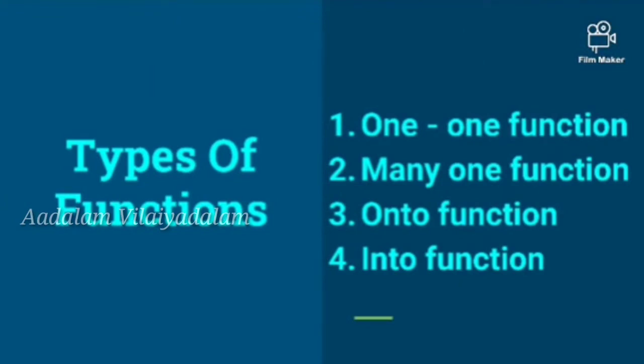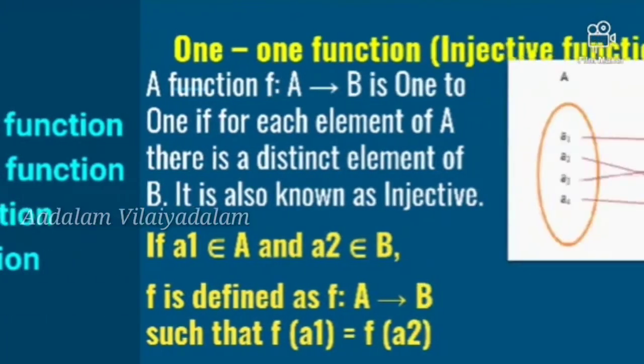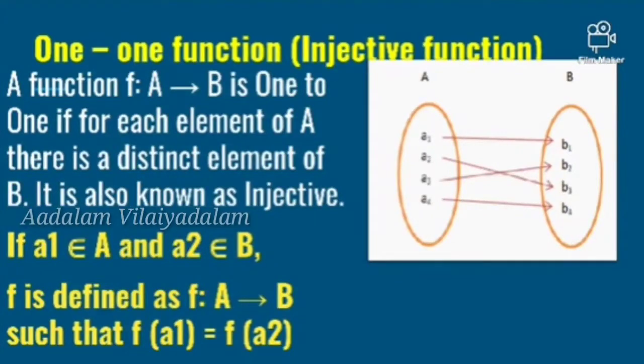Types of functions. There are many types of functions, and here we shall see one-one function, many-one function, onto function and into function. One-one function. A function f: A → B is one-to-one if for each element of A there is a distinct element of B. It is also known as injective.